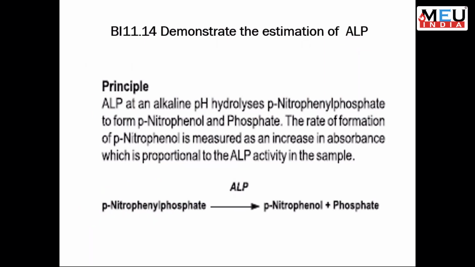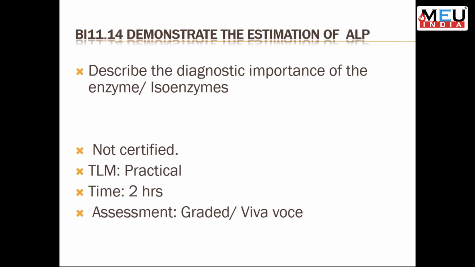Next slide. This is the principle related to the estimation of ALP. Here there is an increase in absorbance which is proportional to the activity of ALP in the sample. Paranitrophenyl phosphate. Describe the diagnostic importance of the enzyme or isoenzymes. Teaching learning method is practical. Time allotted is 2 hours. Assessment is graded and viva voce.